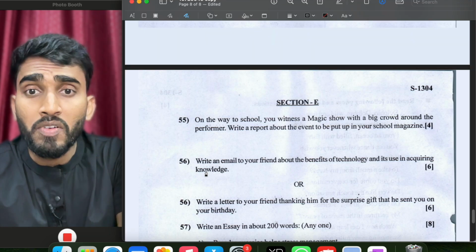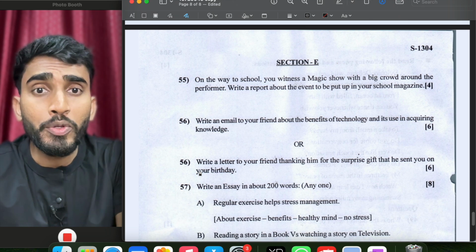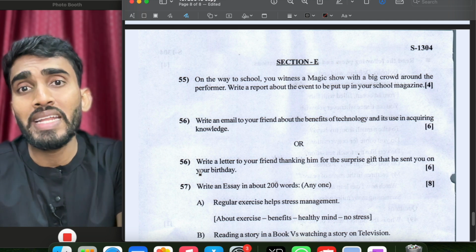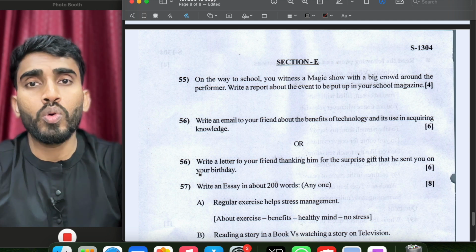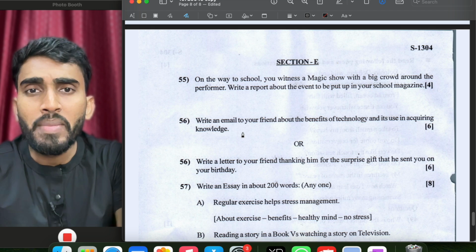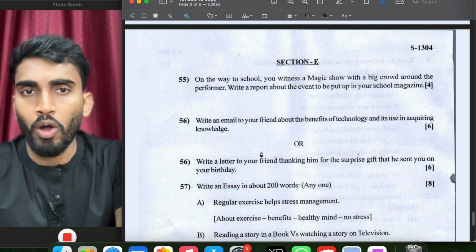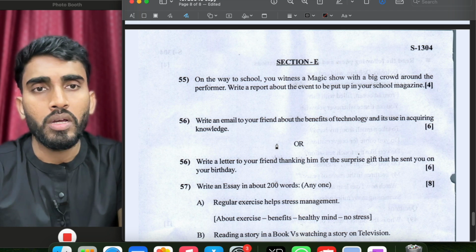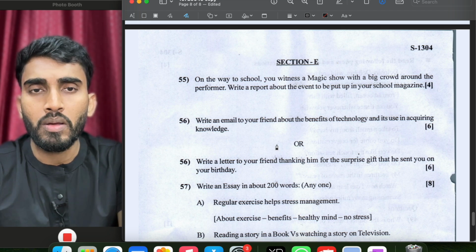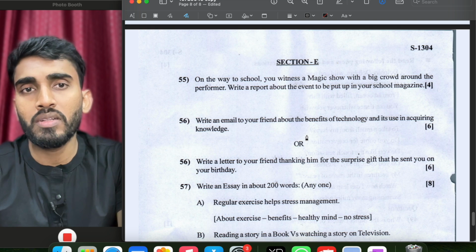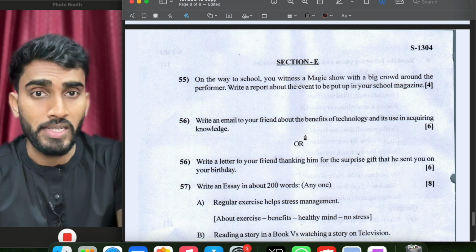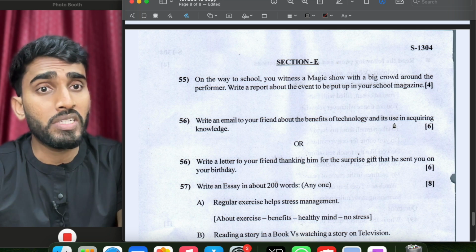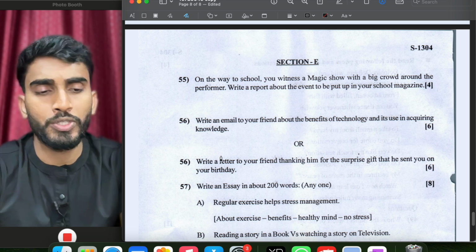Next is question number 56, which is: write an email to your friend about the benefits of technology and its use in acquiring knowledge. So in email and in letter you are going to get an option. The formats are simple for both. You have to choose based on the topic which is given, about what topic you can write the best. Here the topic is about the benefits of technology and its use in acquiring knowledge.